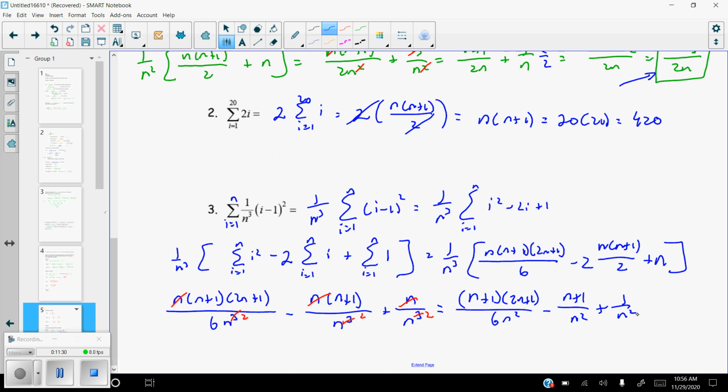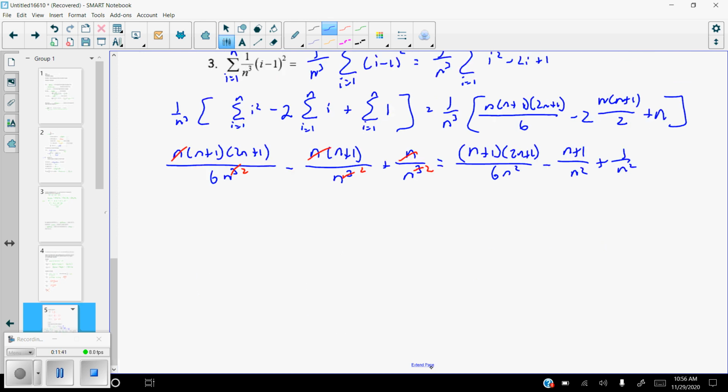So I think if I'm going to simplify all these things, I'm going to have to do some FOILing, and I'm going to have to change the denominators to all be 6n squared. So I'm going to FOIL the top of the first one. So that's going to give us 2n squared. Let's see, 2n and n is 3n plus 1.